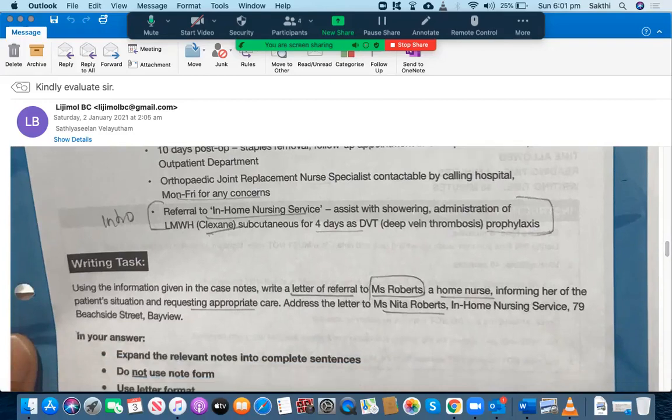So don't use the same prepositions from the case notes, because usually the prepositions are inappropriately used in the case notes to make you confused. Do you know what I mean? They don't use the appropriate or the accurate case notes over there. They don't.